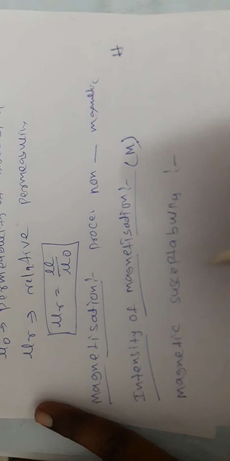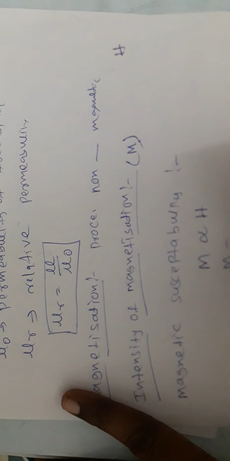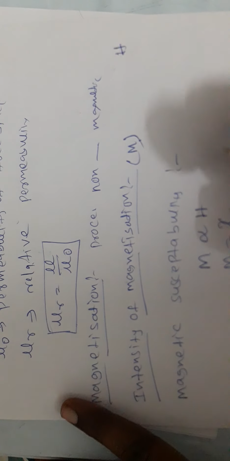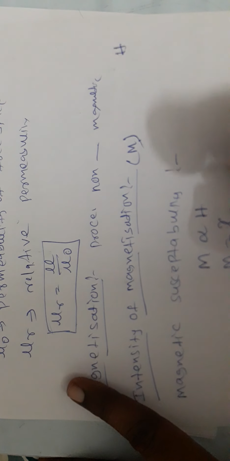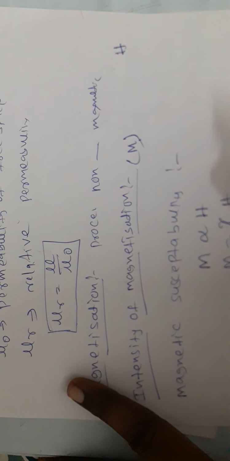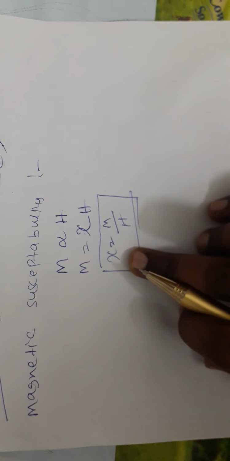So that M is directly proportional to H. M is equal to Xi into H. Now Xi equals M by H. Xi is equal to M by H. That is the magnetic susceptibility.